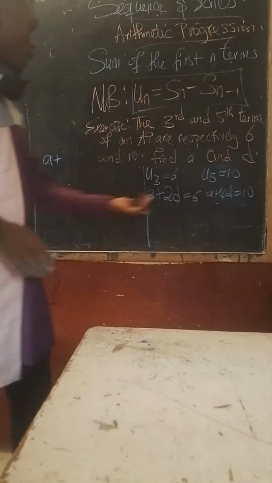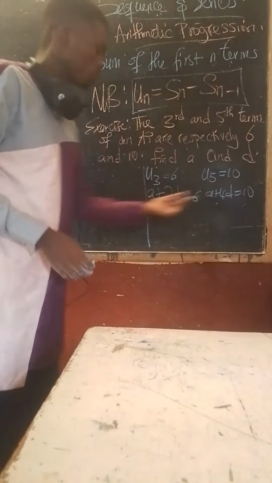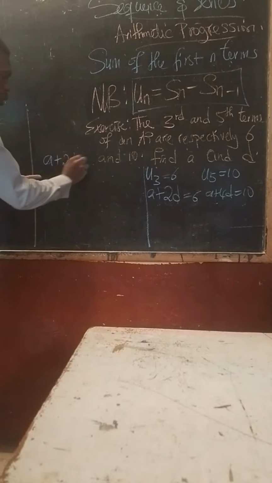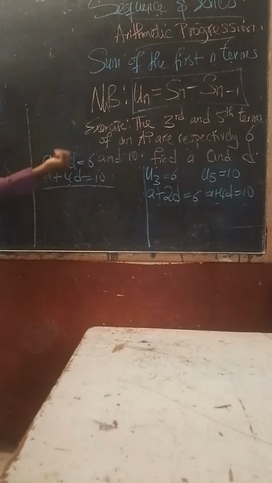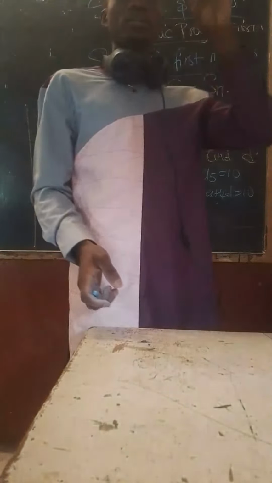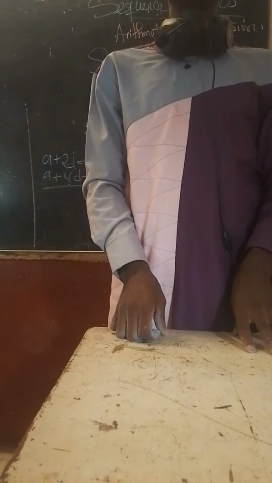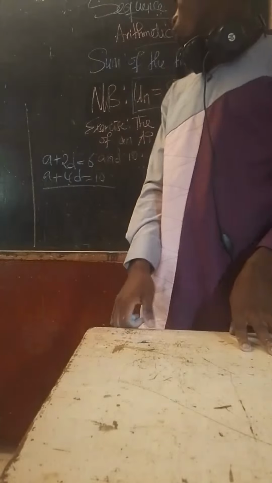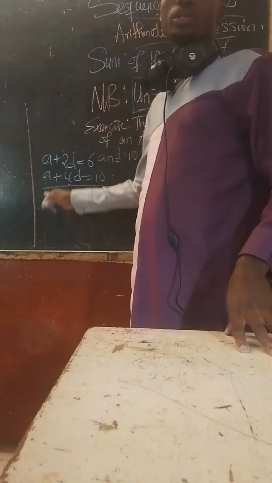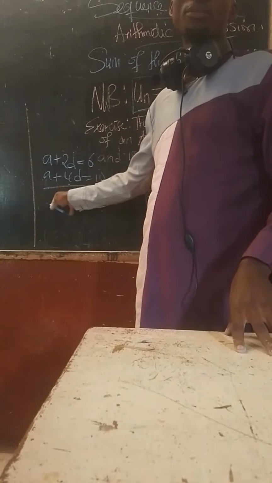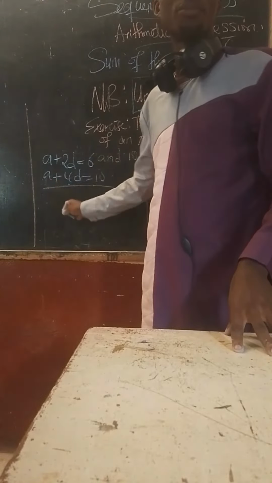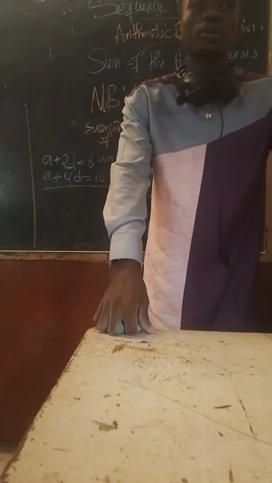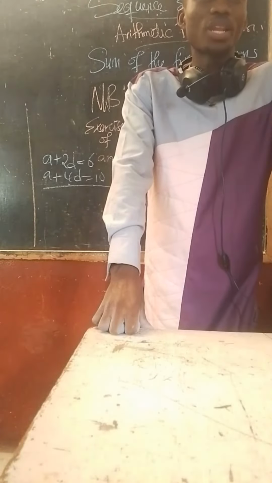Where were we? We're solving these 2 equations. We have a plus 2d equal to 6, and a plus 4d equal to 10. There are 4 ways of solving simultaneous equations. Usually the easiest one is the elimination method. If you can't eliminate, you can use substitution, the graphical method, or the matrix method. But when you see these, come and eliminate.